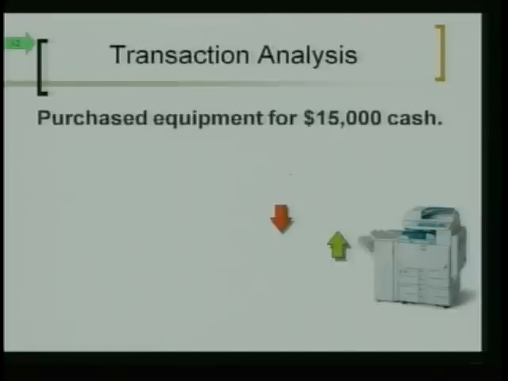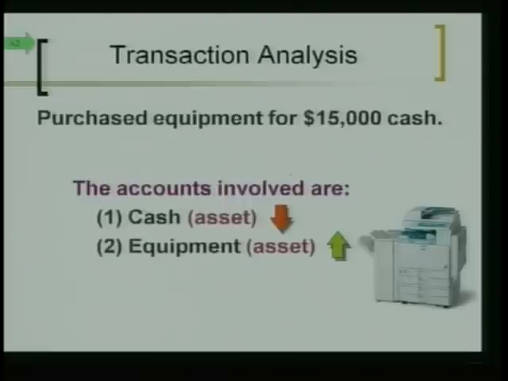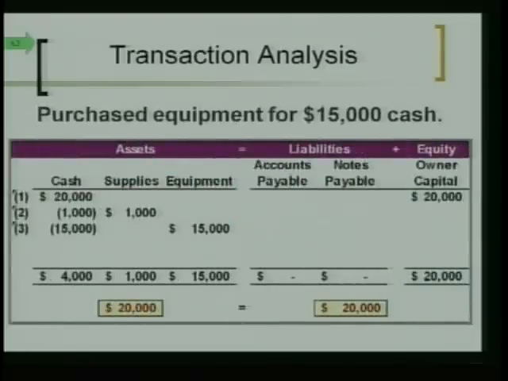Let's look at another transaction. This time we purchased equipment. Equipment is not just post-it notes and pencils, but it's something big like this big expensive photocopier. We purchased equipment for $15,000 cash. Okay, the first question you ask is, what are the accounts affected? Well, cash goes down by $15,000 and your account called equipment has just gone up by $15,000, right? Those are both assets once again. Now, supplies aren't the same thing as equipment, okay? So when we look at it in this analysis, your cash has decreased by $15,000, and your equipment has increased by $15,000.